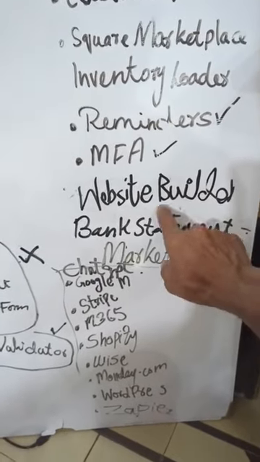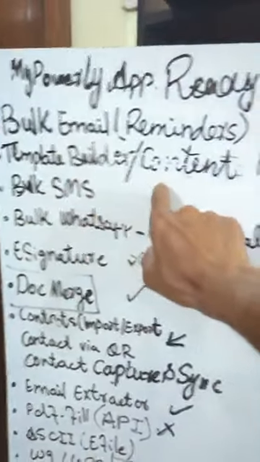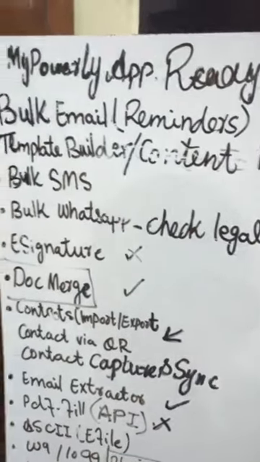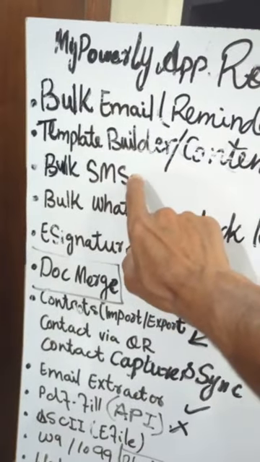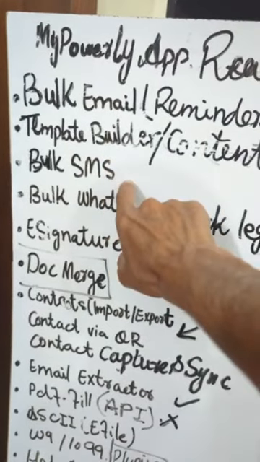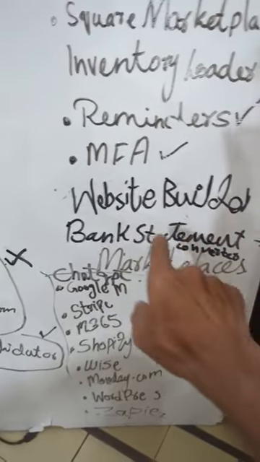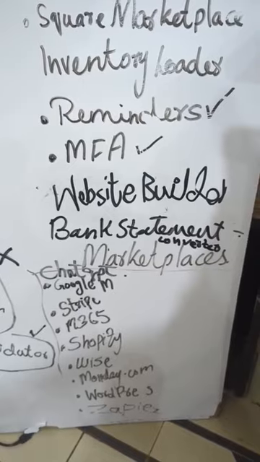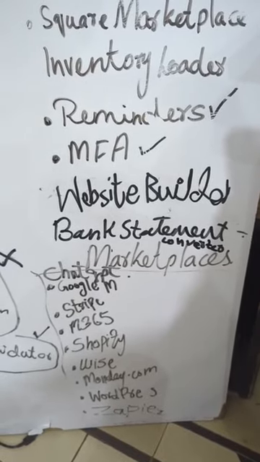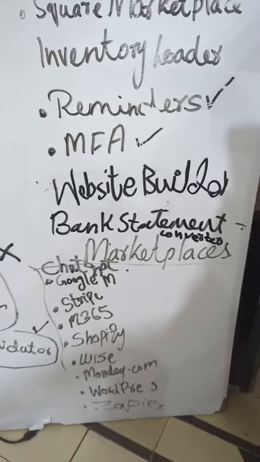Then the next one in the list is a website builder. Remember we talked about this template builder for content and emails and all. So the same builder is being used to create content not only for email, but also for SMS and WhatsApp, and the same concept we are bringing to the website builder. So with the AI-powered website builder, you could create websites for your clients and generate extra streams of income.